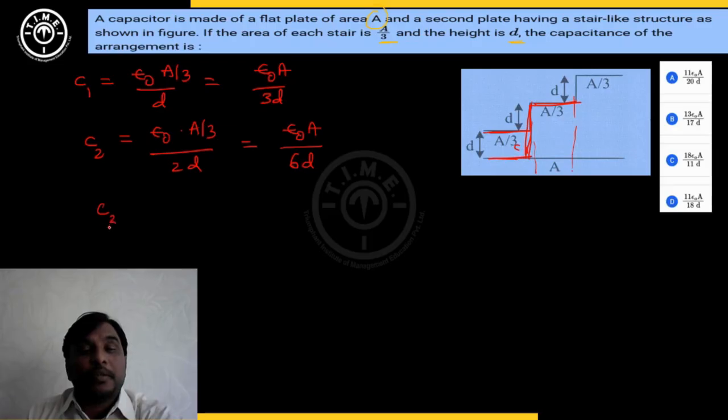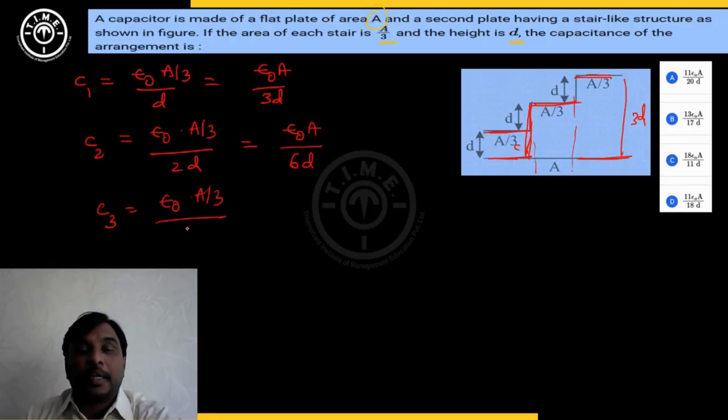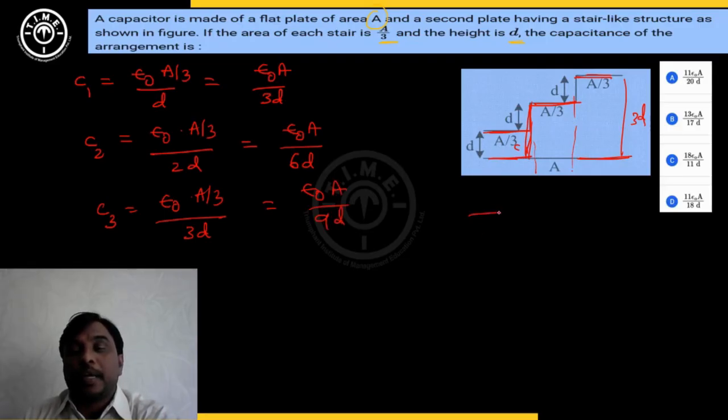Similarly C3 is epsilon naught, area of the plate is A by 3 only again. But distance between the plates, see this plate and this plate, distance between them is 3D. So simply you can say epsilon naught A by 9D. So you have capacitors C1, C2 and C3. All are connected what? In parallel like this. All are connected in parallel.